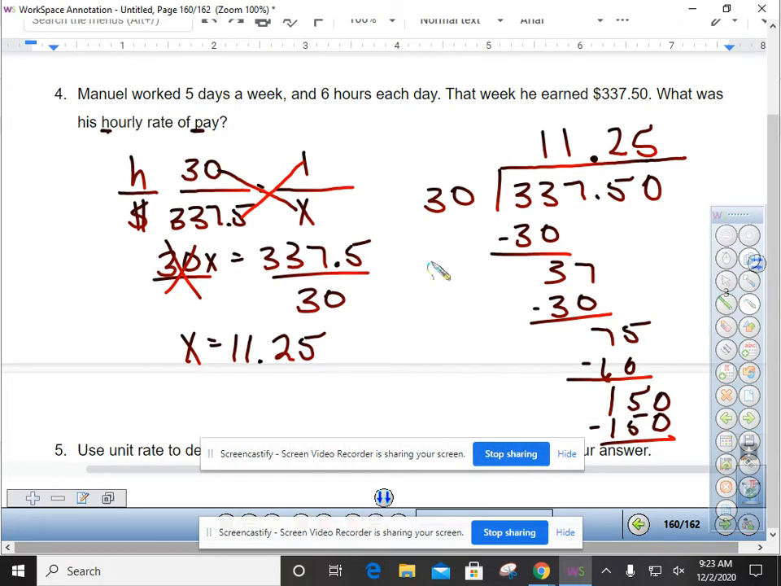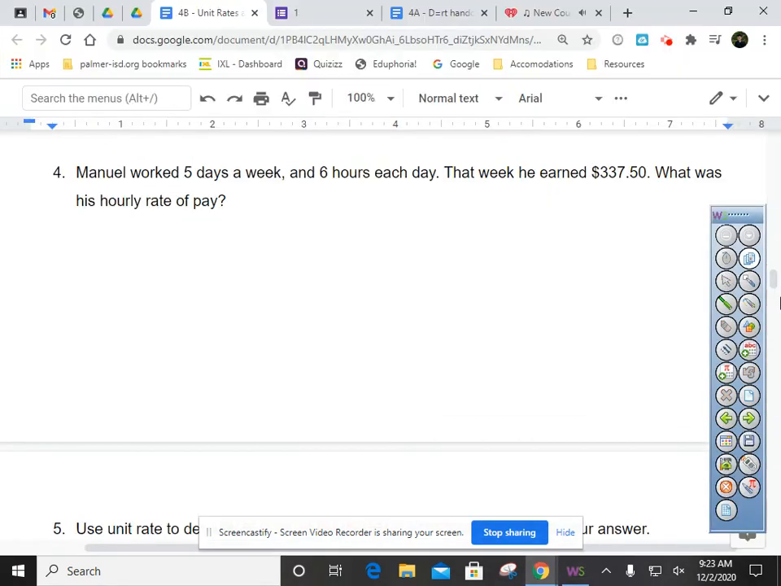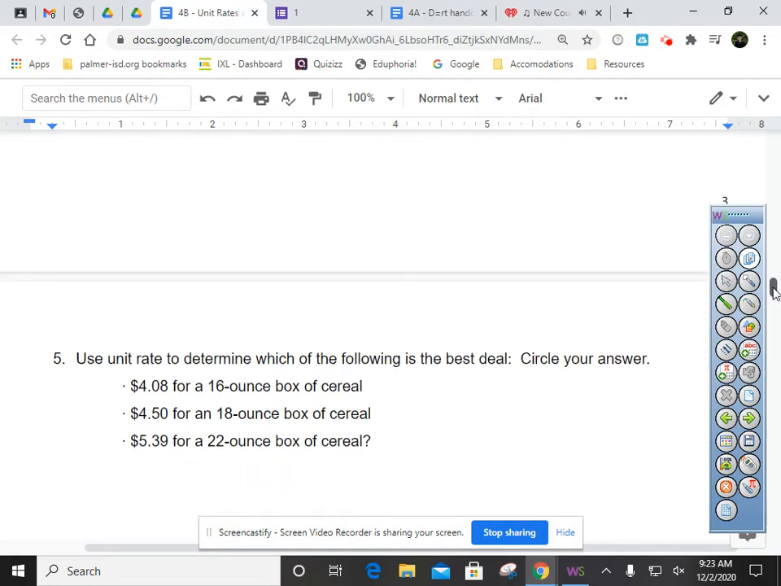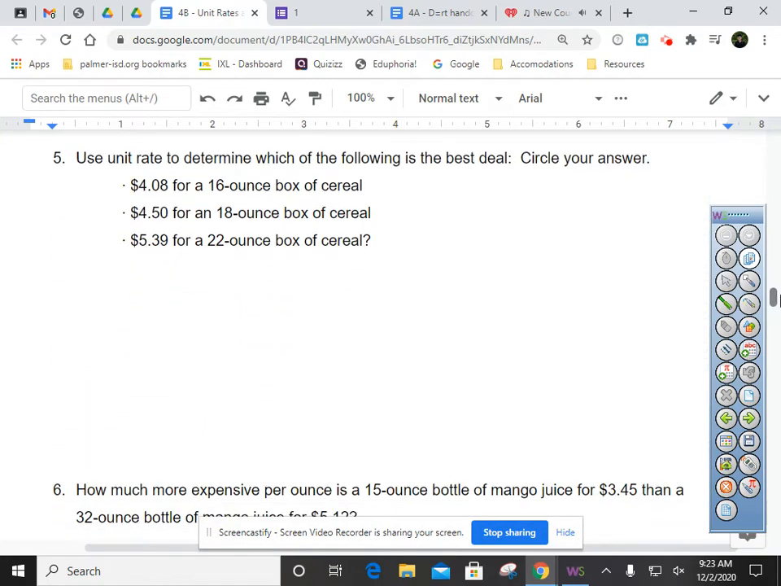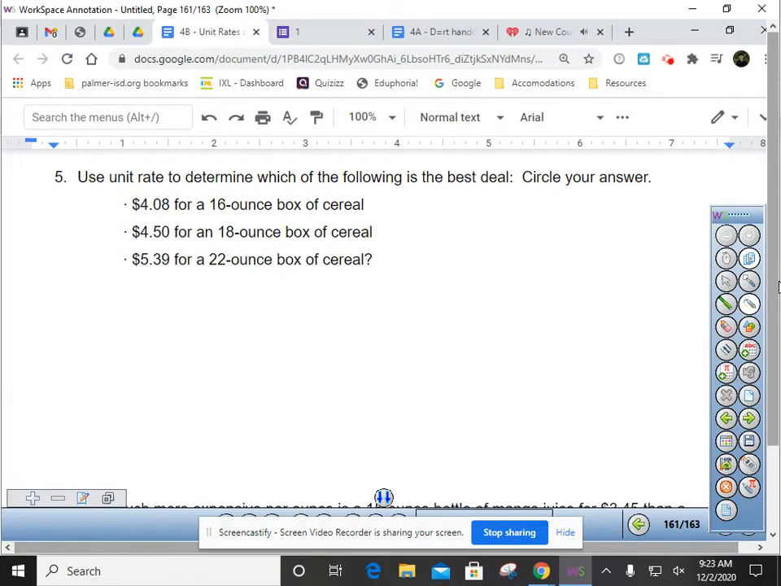Writing the proportions is not too hard, I don't think. What do you guys think so far? Is it hard? No. Number 5, turn the page. What? Not in the middle of teaching.